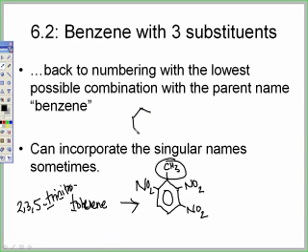But if you don't really have a singular name and you just have 3 bromines and a chlorine or something, you would just go with the lowest number combination possible, like we have been. That is the most terrible looking benzene ring ever.